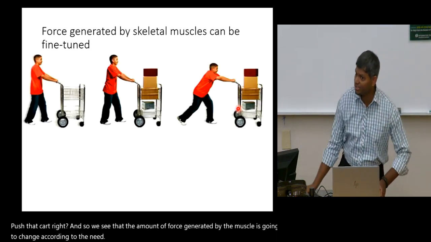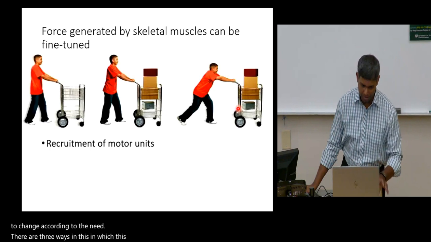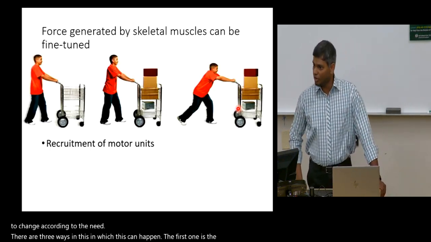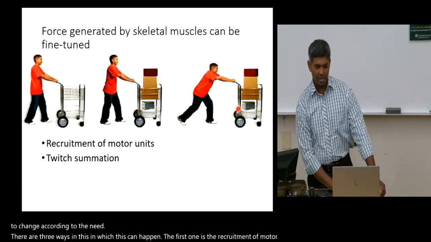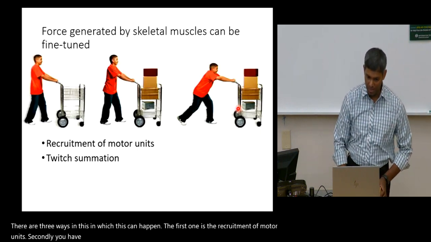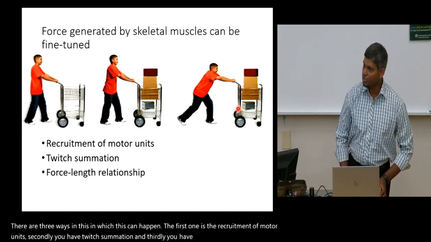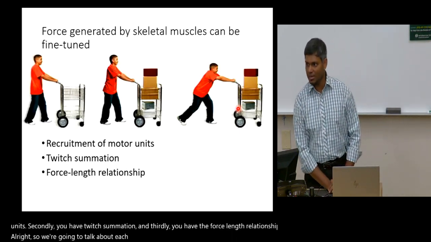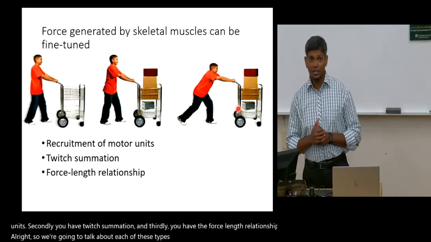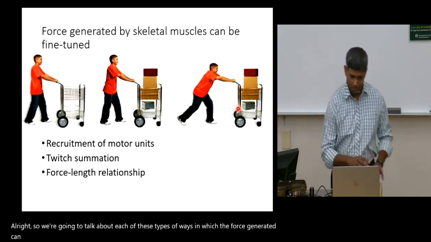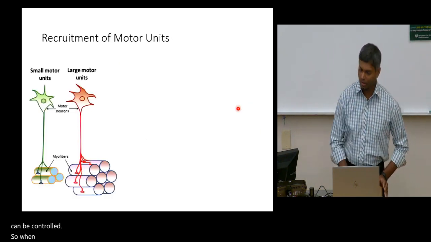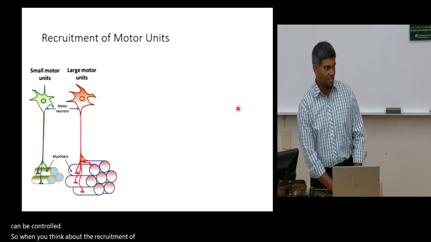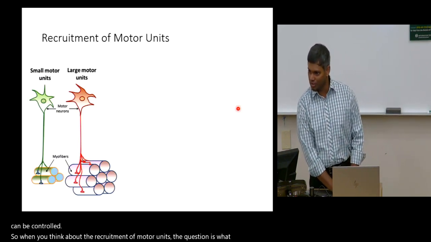So there are three ways in which this can happen. The first one is the recruitment of motor units. Secondly, you have twitch summation, and thirdly, you have the force length relationship. All right, so we're going to talk about each of these ways in which the force generated can be controlled. So when you think about the recruitment of motor units, the question is, what is a motor unit?